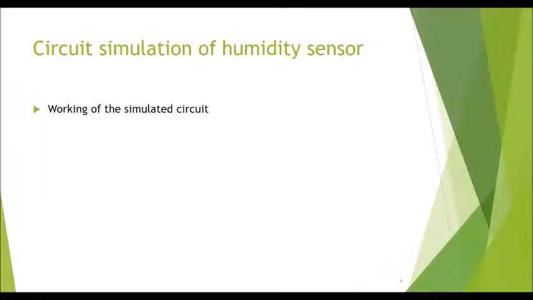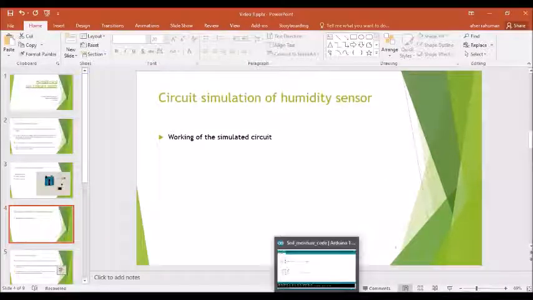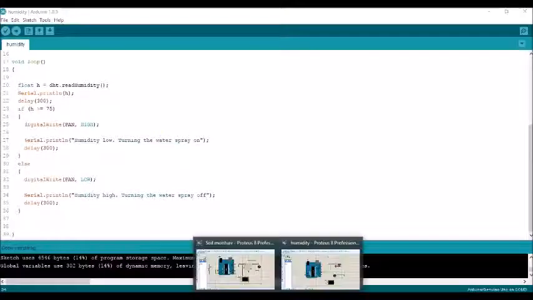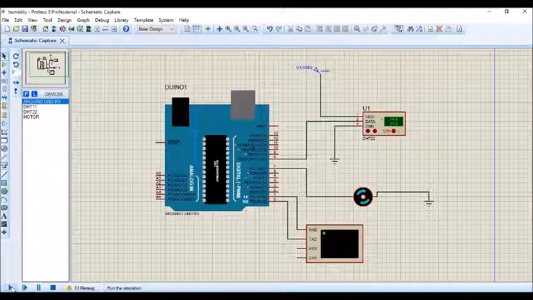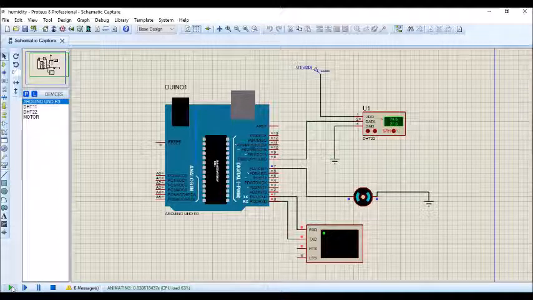Circuit simulation of humidity sensor. Humidity level is an ideal factor for plant growth. Now I will be showing the simulation of the humidity sensor. The level of humidity in this system is controlled by water spray. The ideal humidity for plants is around 50 to 60%. Therefore, I have used this range to code the program for the humidity sensor.